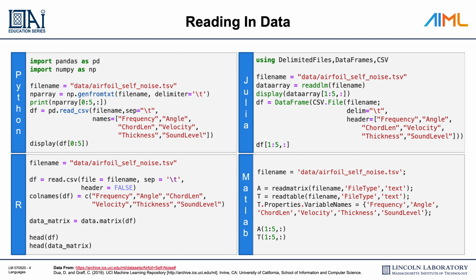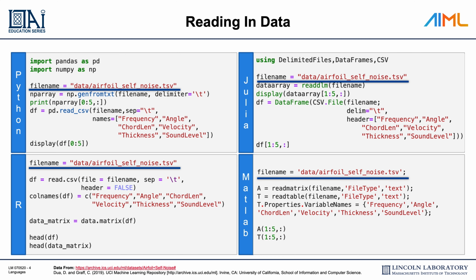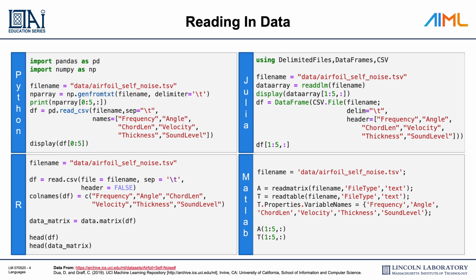The first step is to read in your data. In this case, I have a TSV data file, which I am specifying with the file name variable. This is a dataset from NASA that I found on the University of California, Irvine Machine Learning Repository. On a high level, this dataset contains the noise measured by different designs for airfoils, or wing shapes for aircrafts.